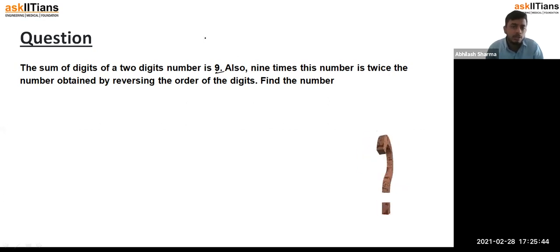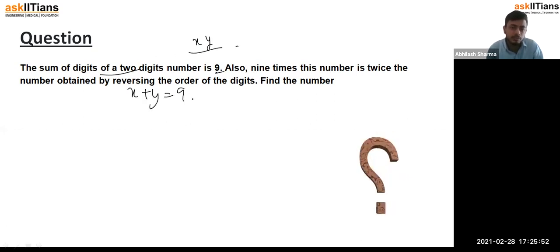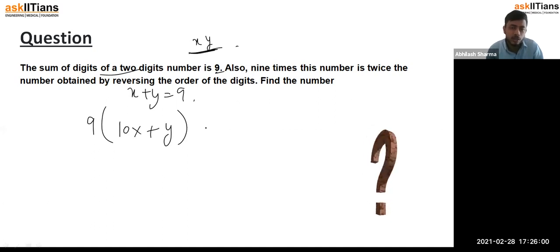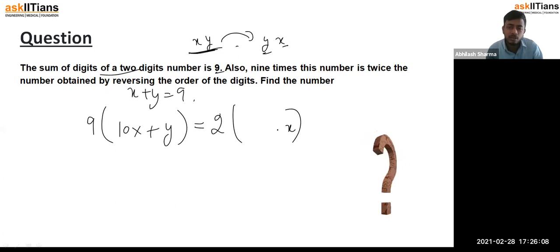Find the number. So let's say the unit digit is y and the tens digit is x. Then the sum of the digits is 9, so x plus y is 9. 9 times the number. Now, how will you represent the number? In expanded form it is 10x plus y. This is twice the number obtained by reversing. On reversing, you will get yx, so this number can be represented as x plus 10y in expanded form.